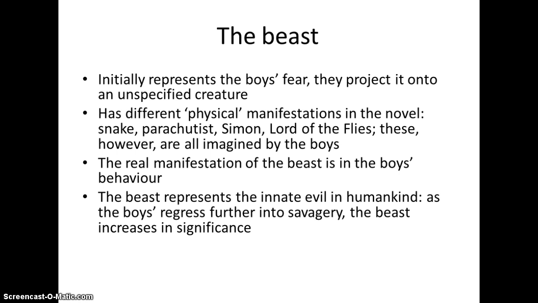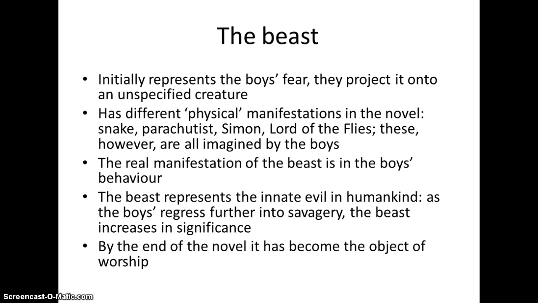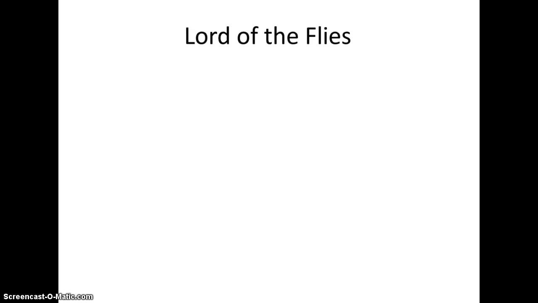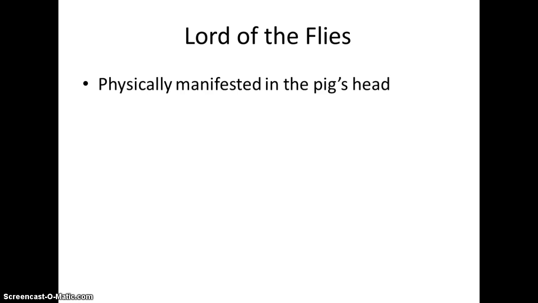And as they regress further, as they go backwards into that primal state, the beast increases in significance. By the end of the novel, it has become the object of worship, and they leave the pig's head as a gift for the beast. And here we go on. Lord of the Flies is an extension of the beast. And it is physically manifested in the pig's head.